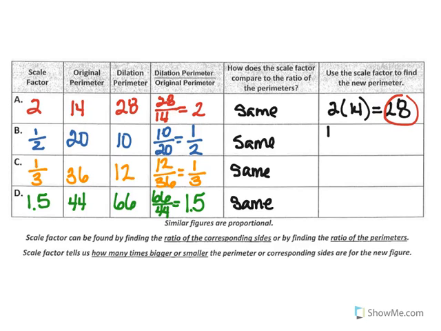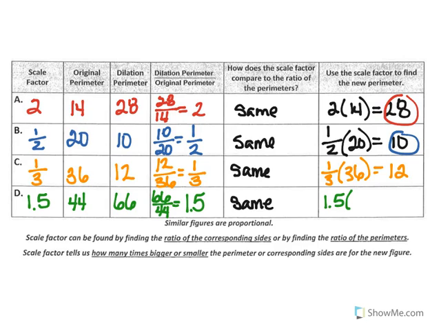So if I go to B and take 1/2 and multiply it times 20, well, 1/2 of 20 gets me 10, and that is the same thing that I have for my dilated perimeter. Moving on to C, 1/3 times 36, and 1/3 of 36 is 12. And on the last one, if I take 1.5, multiply it times 44, it will equal 66.